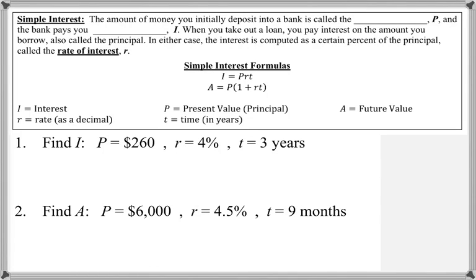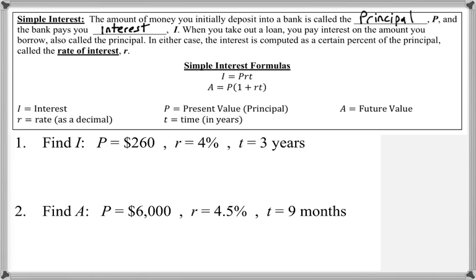This section is on simple interest. The amount of money that you deposit initially into a bank is called the principal, or sometimes it's called the present value. And it's represented with the letter P. And the bank pays you interest, which is represented with the letter I.